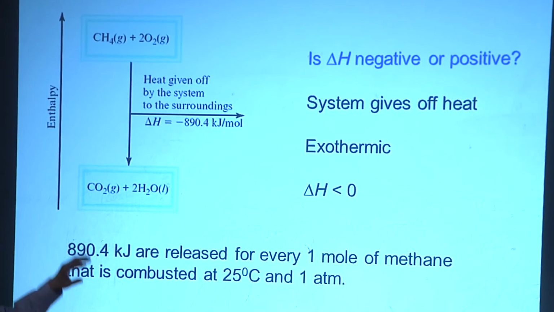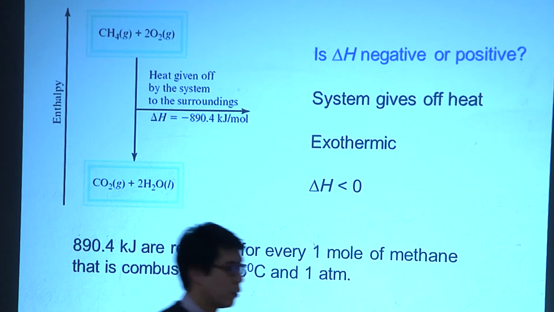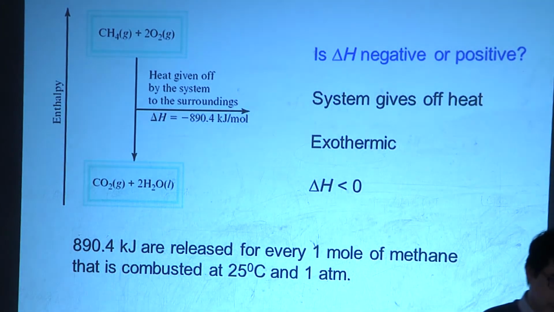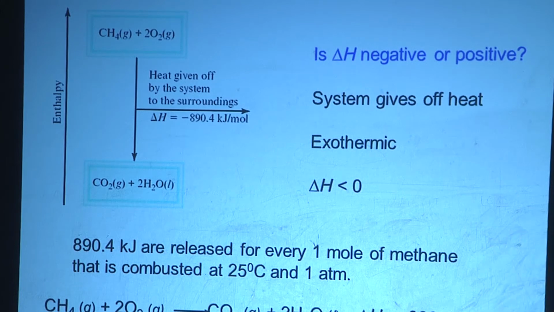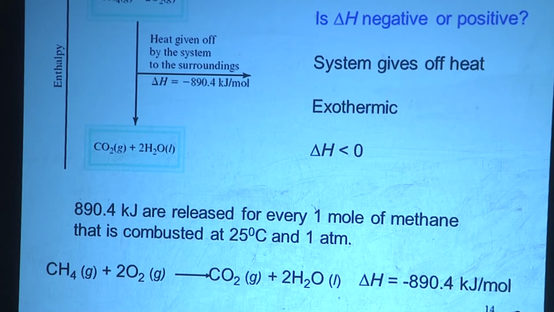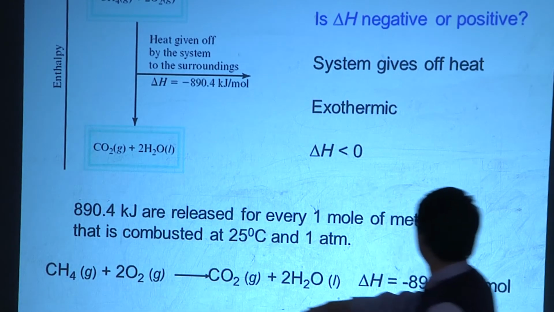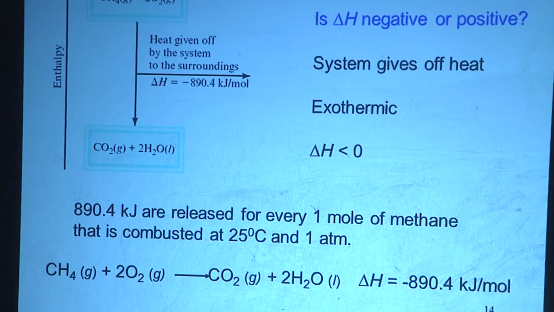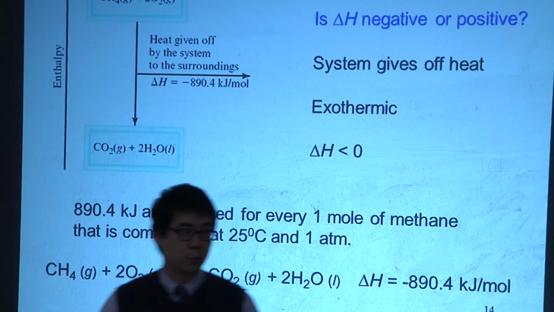So another way to state this is 890.4 kilojoules are released for every 1 mole of methane that is burned or combusted at 25 degrees Celsius, 1 atmosphere. And again, if you see it tabulated in the back of your book or something, this is how it's going to look. You're going to have the reaction written out, and you're going to have the delta H kind of next to it or together with it.